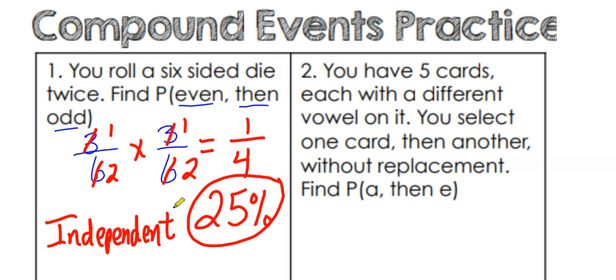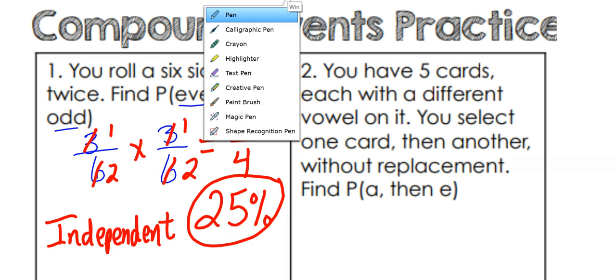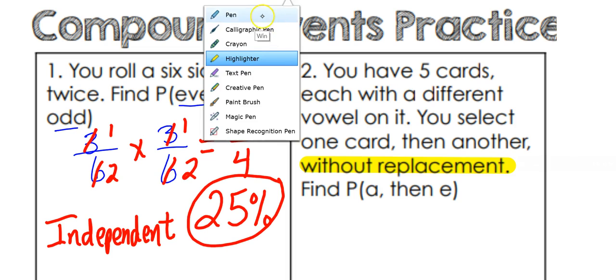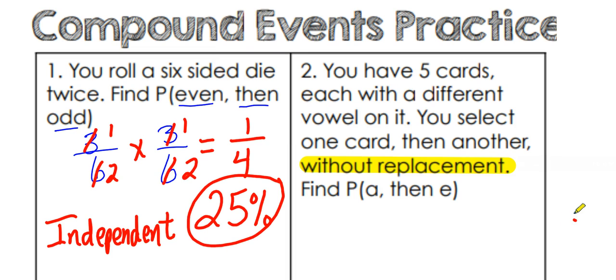Number 2, you have 5 cards, each with a different vowel on it. You select one card, then another without replacement. This is really important: without replacement. Because we don't have a replacement, our second selection is going to be impacted by our first. So this is going to be dependent.